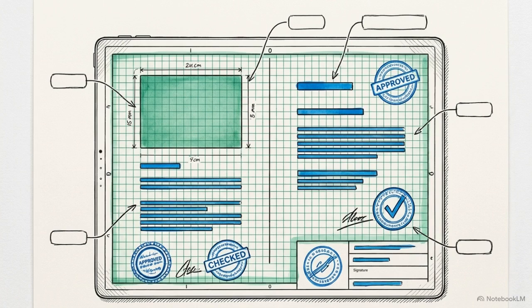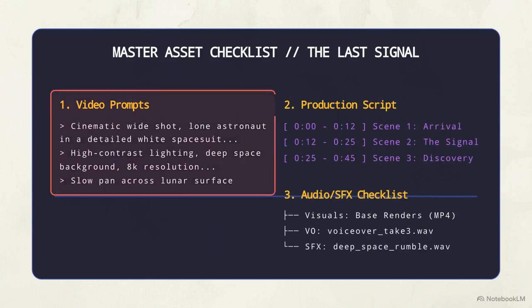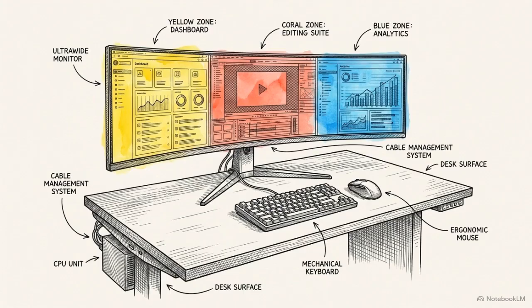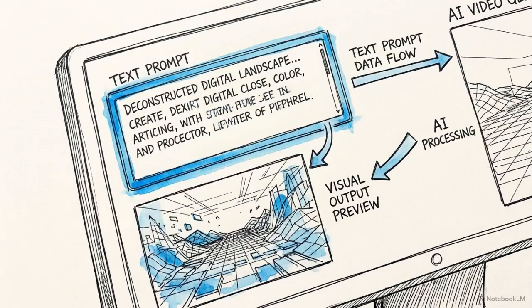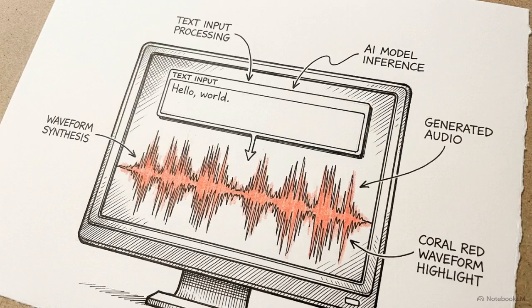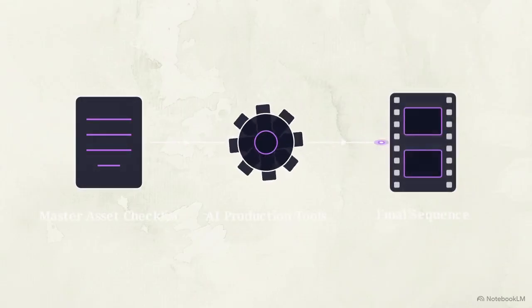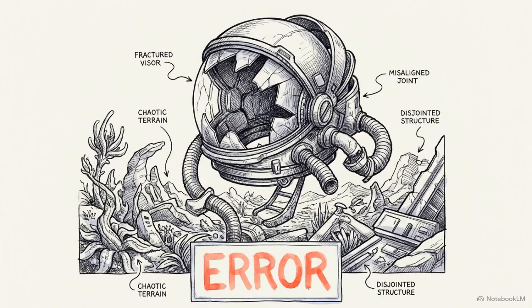To follow along, you need the Master Asset Checklist blueprint provided in the description. This document contains the exact prompts, timing, and structure we will use. You will also need 3 basic tools: an AI video generator, an AI voice platform, and a standard nonlinear video editor. Adhering to a structured pipeline ensures that every generated frame serves a specific purpose in the final edit, rather than relying on random outputs.